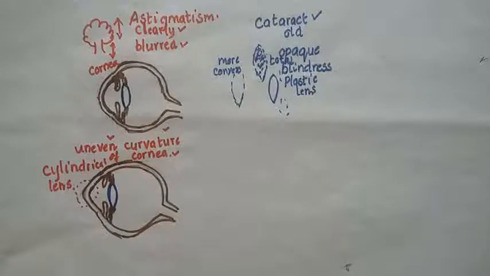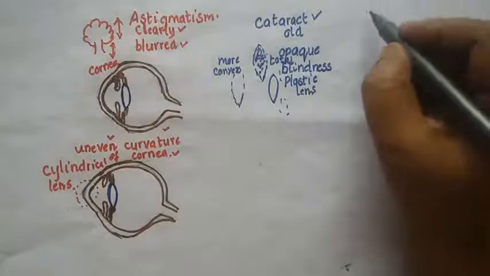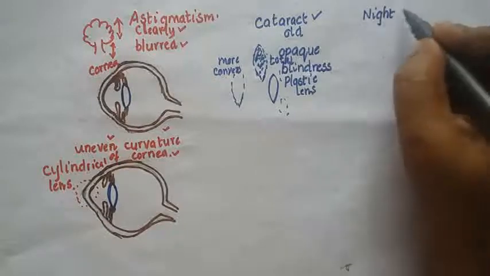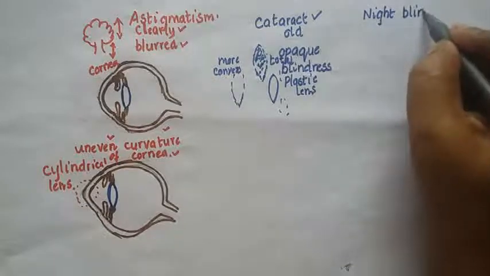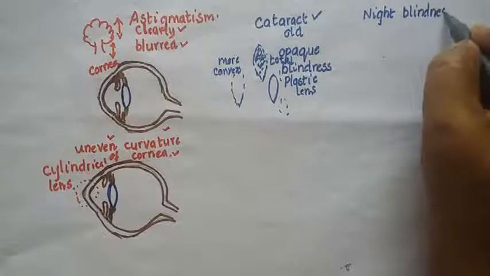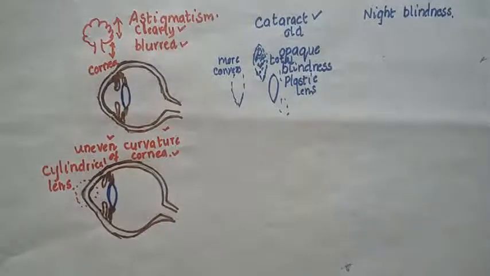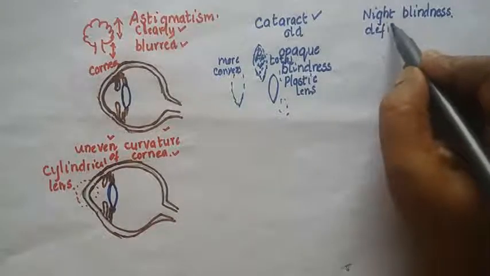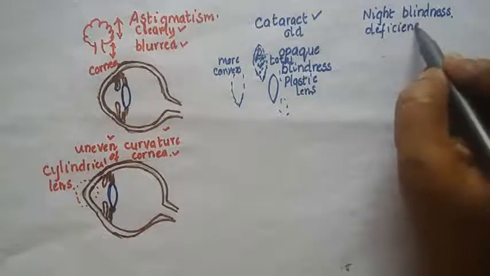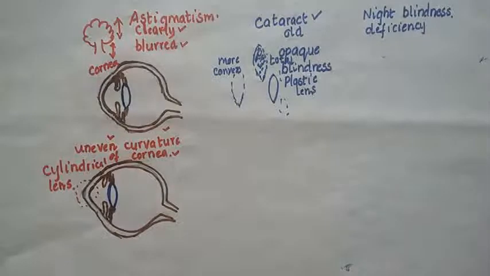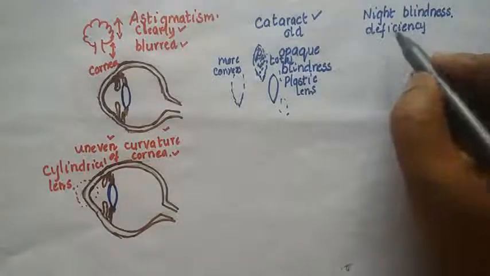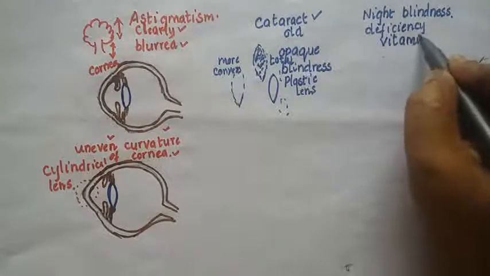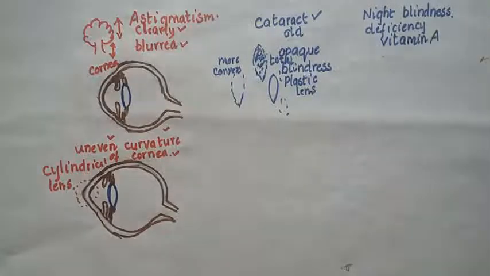Along with the cataract, there is one more defect known as night blindness. Now, night blindness is a deficiency disease, a deficiency disorder. What is the deficiency? The person has a lack of vitamin A in his body.